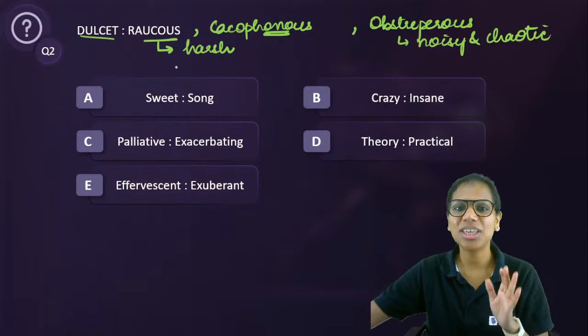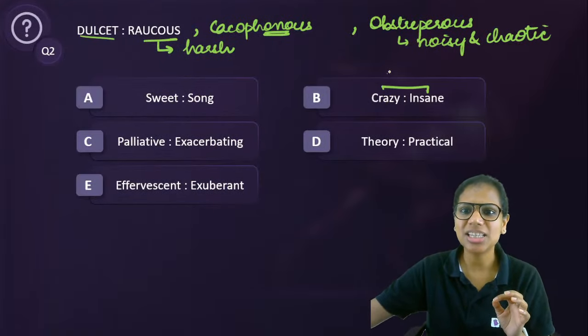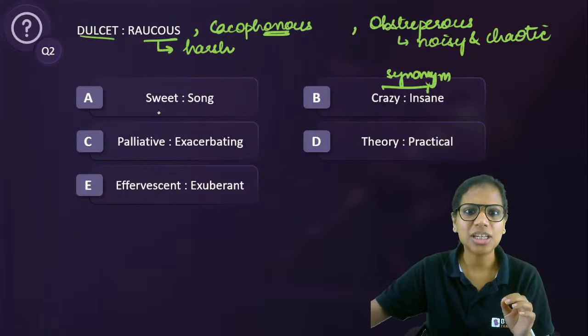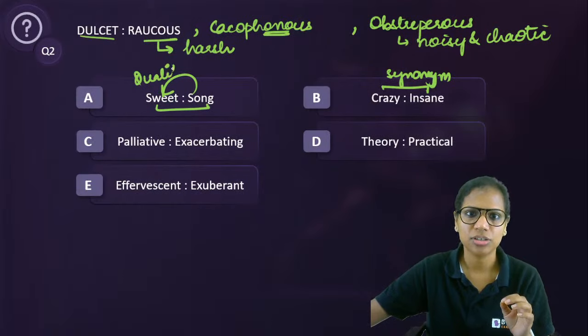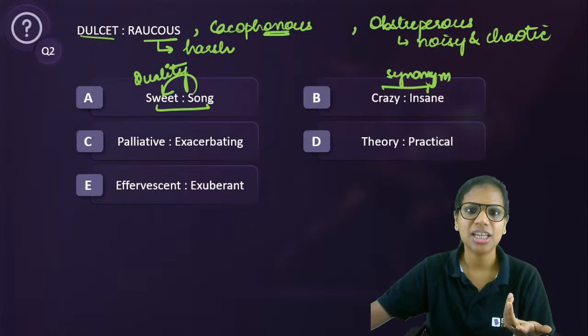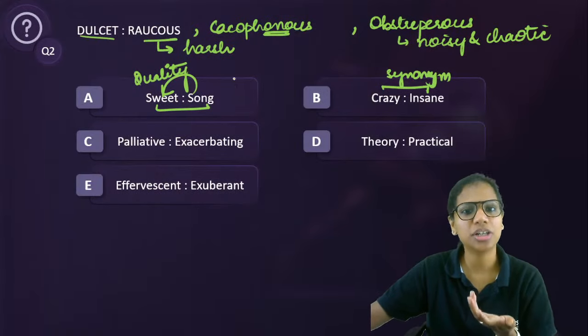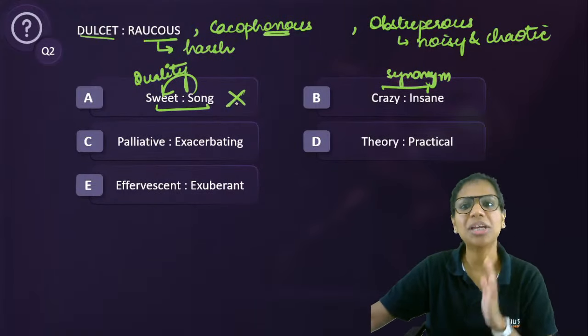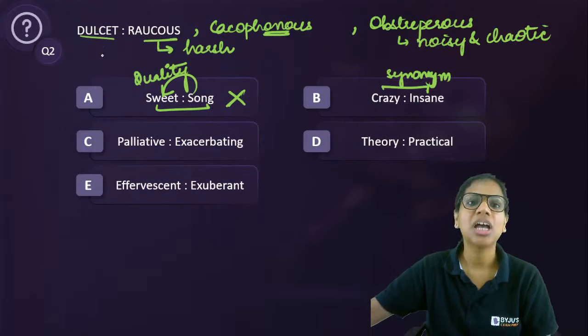Dulcet. Now here, see, crazy is to insane, these are synonyms. This is a synonym pair. When I say sweet is to song, okay, this is giving me the quality of a song. But here both of these appear to be qualities. Raucous means harsh, even dulcet is a quality, right? It is not that raucous is a noun and dulcet is giving the quality of that noun. So one can be eliminated, right?